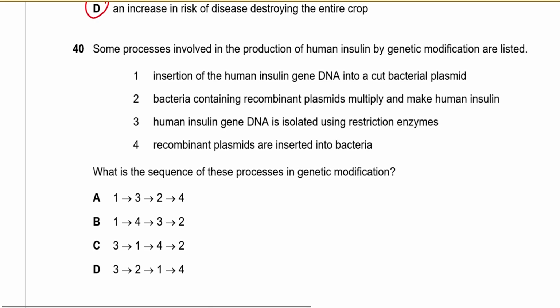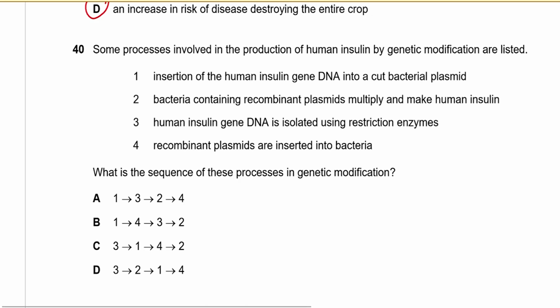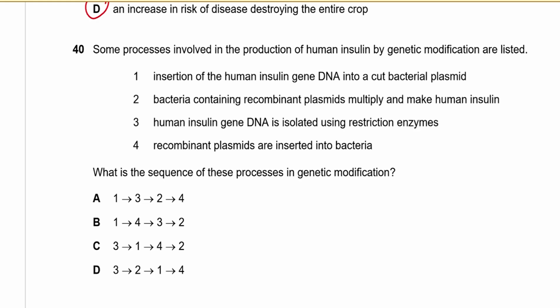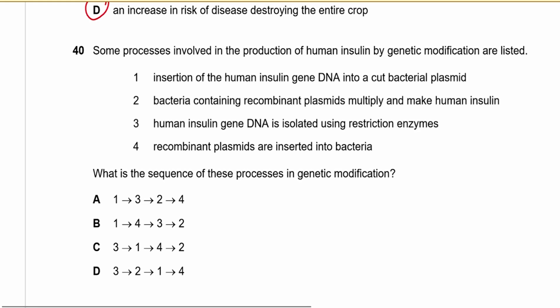Some processes involved in production of human insulin by genetic modification are listed. Insertion of the human insulin gene into a bacterial plasmid. Bacteria containing recombinant plasmids multiply and make human insulin. Human insulin gene DNA is isolated by restriction enzyme. Recombinant plasmids are inserted into bacteria. The first thing that happens is that the human gene is isolated using a restriction enzyme.